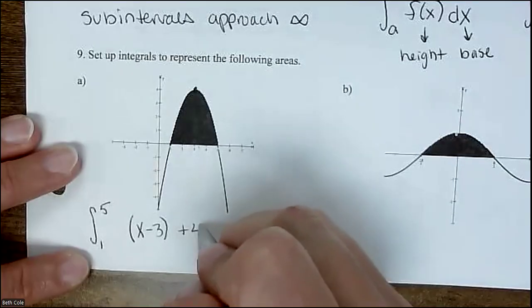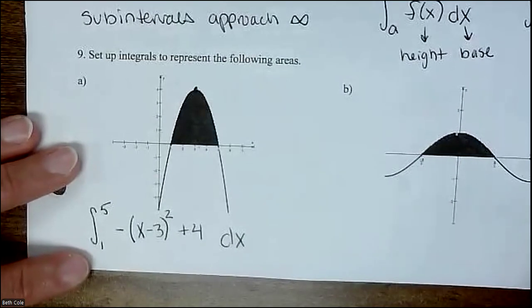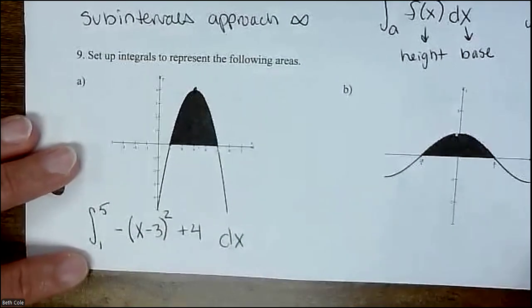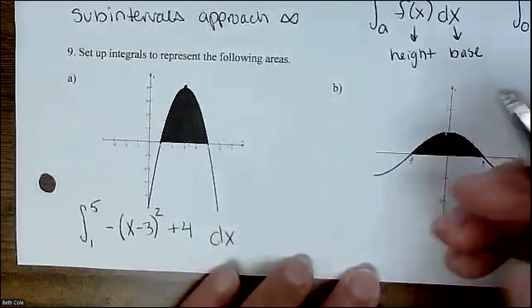There will be a plus 4, but what else do I need? Squared, and I actually need one more thing. Good. Y a negative. It's upside down. That's it. If I were to type that into Desmos, it would give me the area of that. Cool, right? Let's try this one.